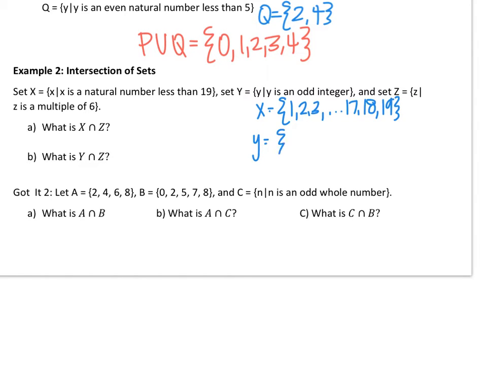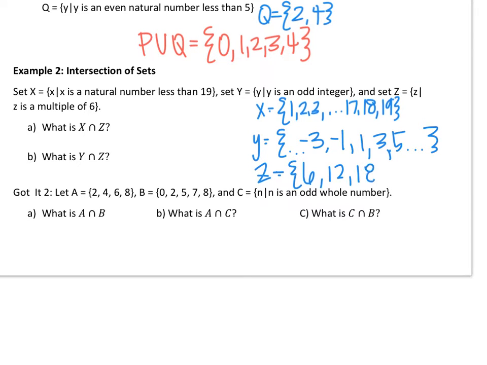Y is an odd integer. So that's going to be dot, dot, dot, -3, -1, 1, 3, 5, dot, dot, dot. And Z is a multiple of 6. So it's going to be 6, 12, 18, 24, and so on.